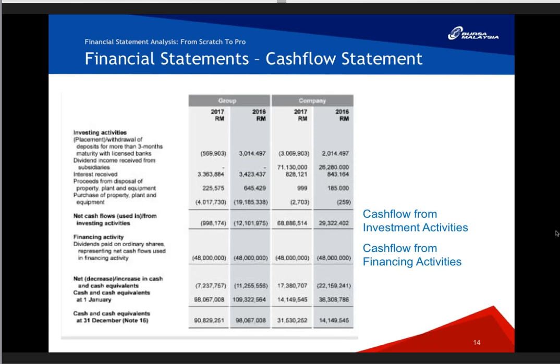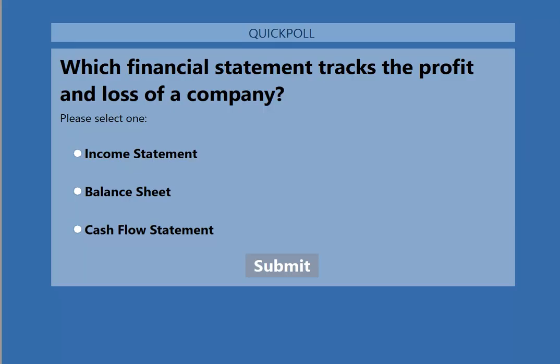Yeah, right. So before we proceed, we just want to launch a poll to see if you have been listening and paying attention. On your screen right now, there is a poll, and you need to fill it up and let us know whether this is income statement, balance sheet, or cash flow statement. The poll is, which financial statement tracks the profit and loss of a company? Is it income statement, balance sheet, or cash flow statement? I give you another 15 or 20 seconds to give us your answer.